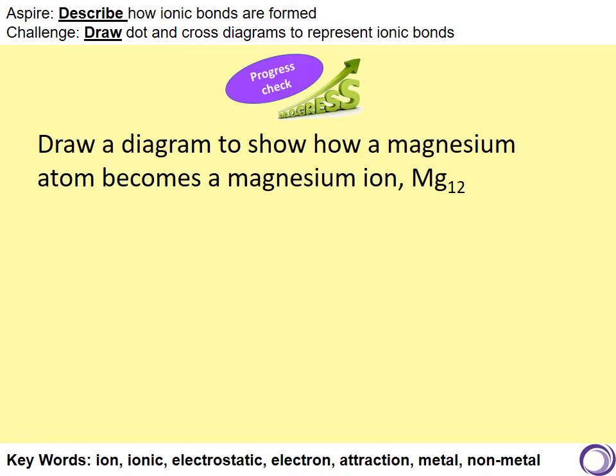So now I would like you to use the same principle and show how a magnesium atom becomes a magnesium ion. And magnesium has 12 electrons. 1 minute, off you go.